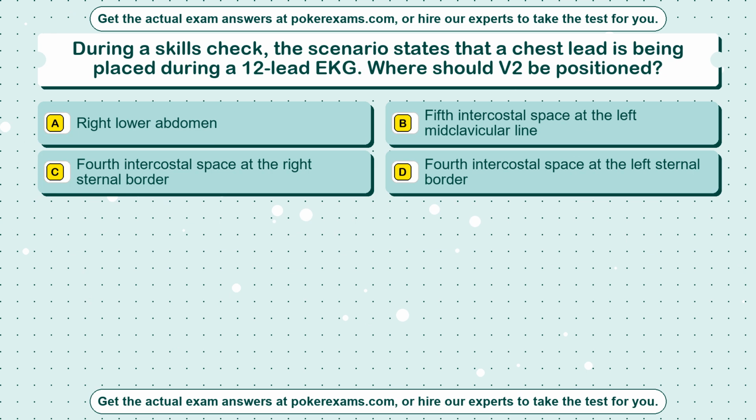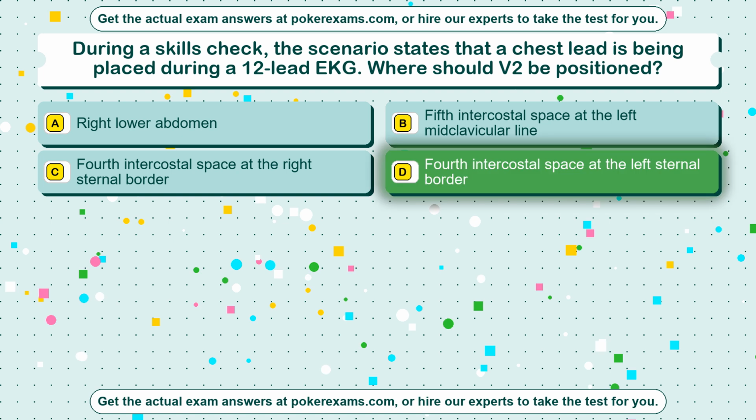Question 34. During a skills check, the scenario states that a chest lead is being placed during a 12-lead EKG. Where should V2 be positioned? Option A, right lower abdomen. Option B, 5th intercostal space at the left midclavicular line. Option C, the 4th intercostal space at the right sternal border. Option D, the 4th intercostal space at the left sternal border.